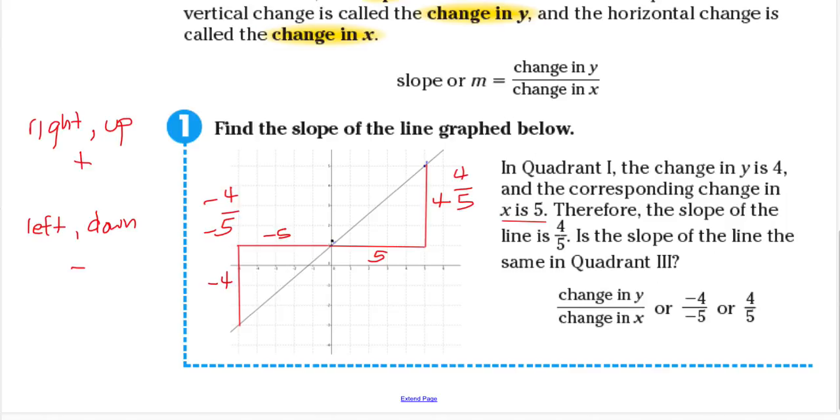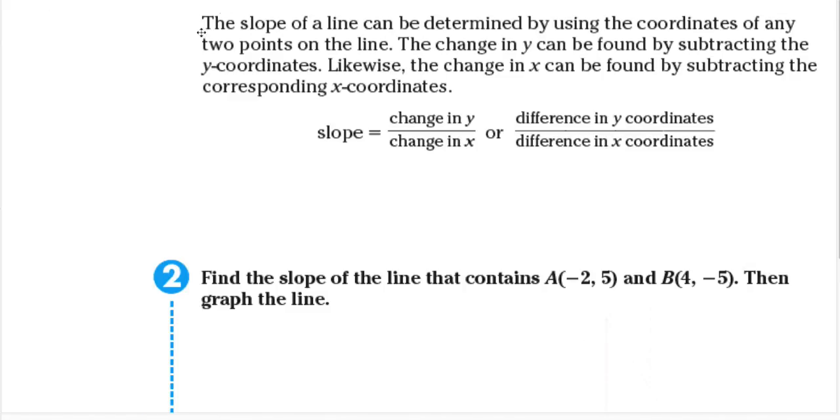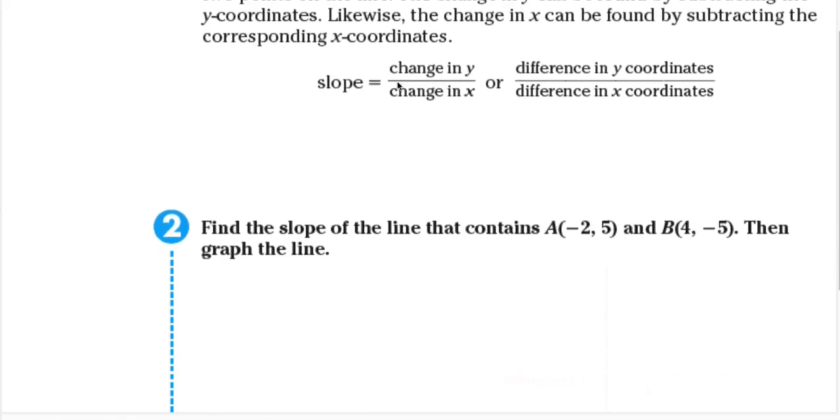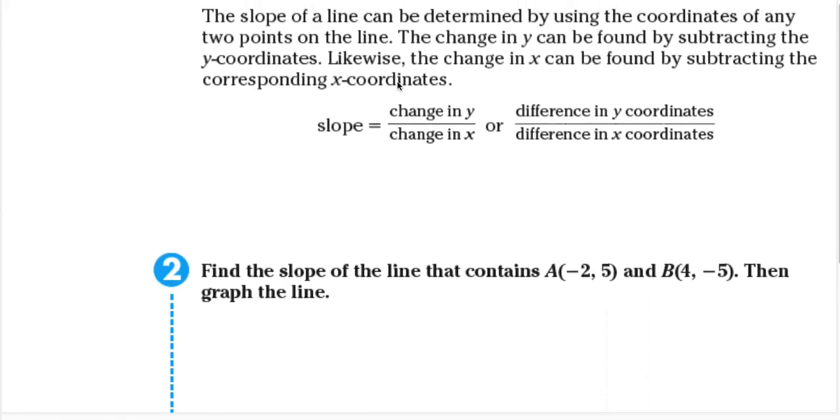Let's take a look at example number 2. But before we do that, the slope of a line can be determined by using the coordinates of any 2 points on the line. The change in y can be found by subtracting the y coordinates. Likewise, the change in x can be found by subtracting the corresponding x coordinates. So the slope of a line, or lowercase m, is equal to the differences in the y coordinates over the differences in the x coordinates.